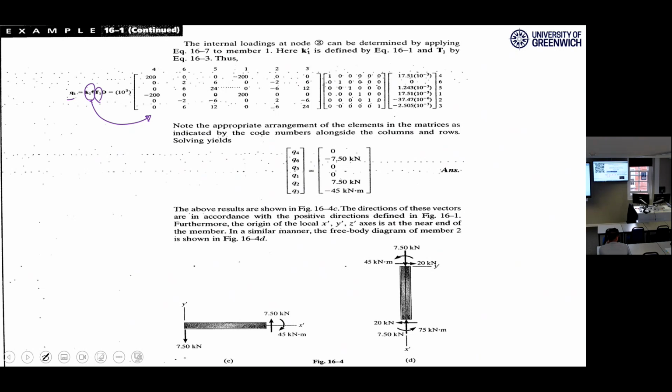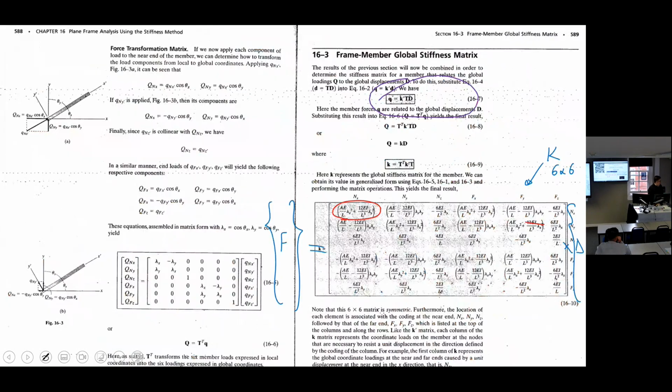T1 means the transformation matrix for element number 1. That matrix which had lambda x and lambda y. This is this one, 6 by 6. Only you have lambda x and lambda y goes here. This is the T matrix, transformation matrix.